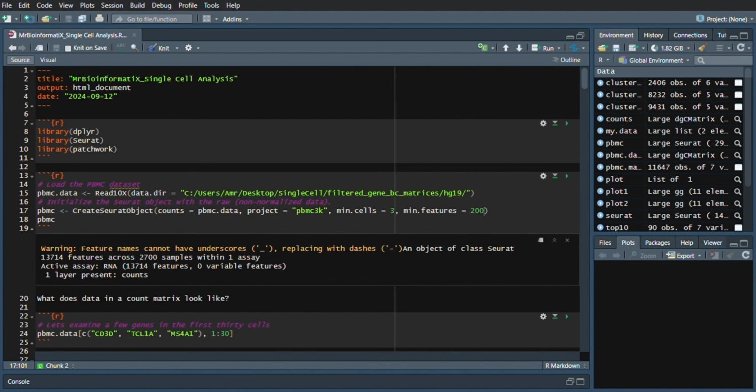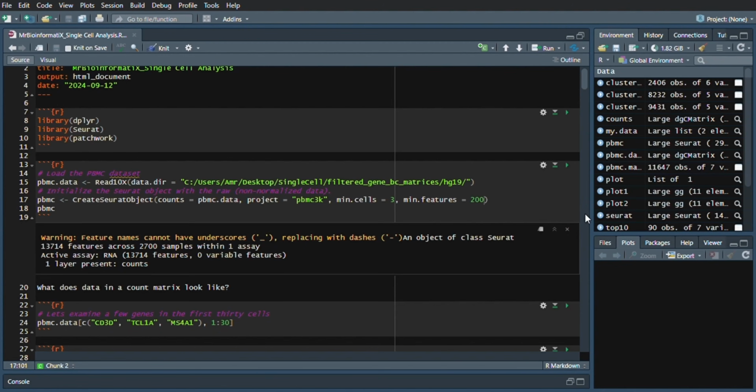As you can see, we got an object of class Seurat. This indicates that we have created an object from the Seurat class, and then 13,714 features across 2,700 samples within one assay. The Seurat object contains 13,714 features, which are genes, and 2,700 samples, which are cells, across one assay, and then active assay RNA. Now what does our data in the count matrix look like?